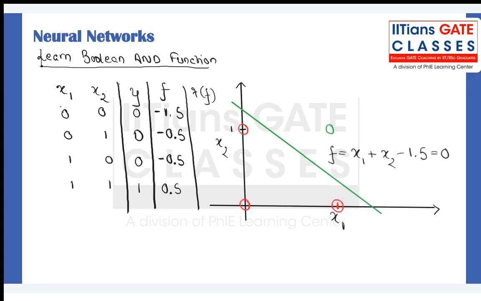Then what will be the value of this one? It will be 0, right? Because it's negative, minus 1.5. This will also be 0. This will also be 0. And this will be 1. Clear? Is it clear? No issues? Now the output makes sense, right?